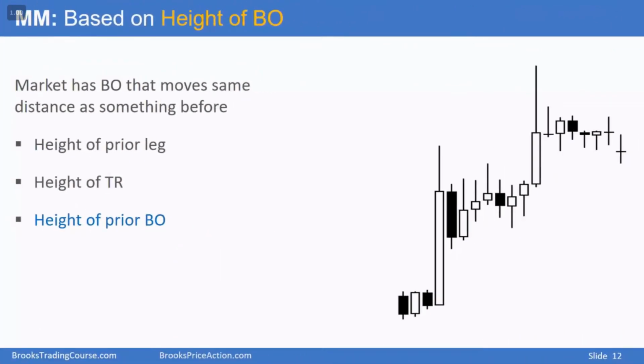I talked about a leg 1, leg 2 measured move, the second leg up about the same size as the first. I talked about a measured move based upon the height of a trading range, but the market also has a measured move based on the height of the breakout. So bull breakout, I look at the open of the bull body and the close of the bull body. Maybe we'll go up for a measured move. Bulls take profits and aggressive bears sell.